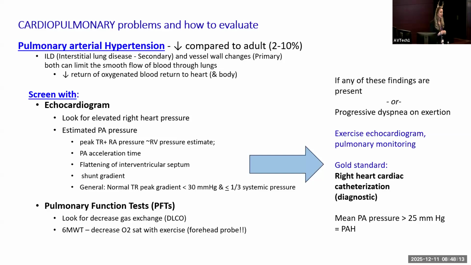We really only do the right heart cath, which is the gold standard, if the echocardiogram is giving us some clues that something might be wrong, as well as we'll do some ancillary testing too, like an exercise echo EKG, and just see if there are changes that are pushing us towards doing the right heart cath.